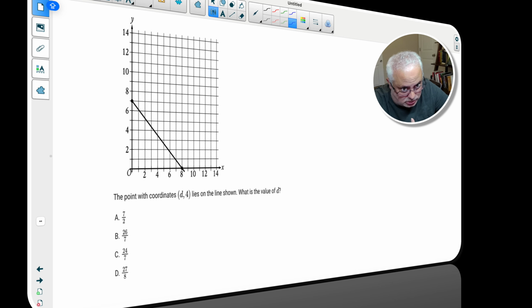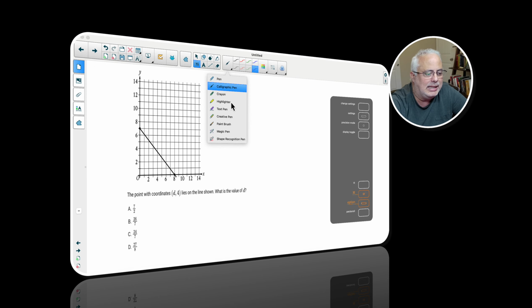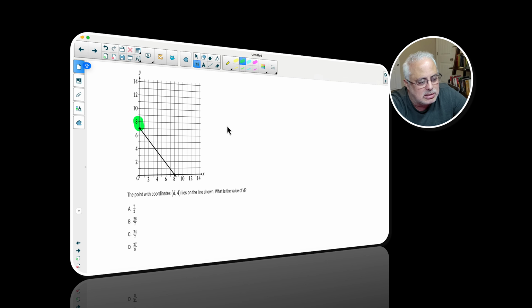Do not check the answers now. You need the function rule. But what is needed to have the function rule? Okay, it's a linear function. I need the slope and I need the y-intercept. But I can see geometrically what the y-intercept is. The y-intercept is right here. Let me highlight. The y-intercept is right here. It's 7.